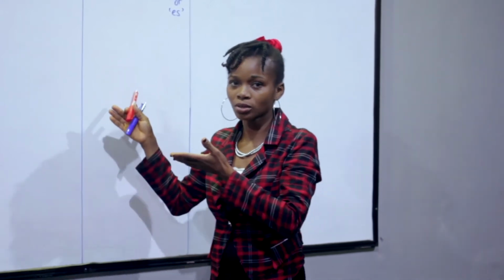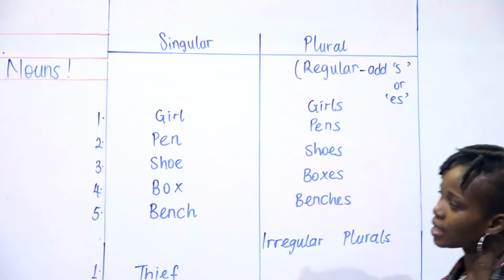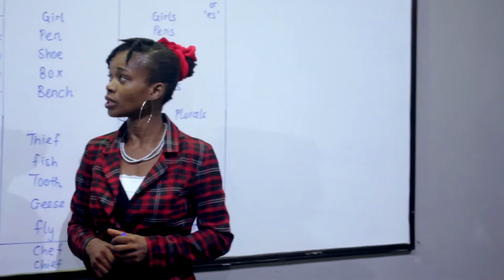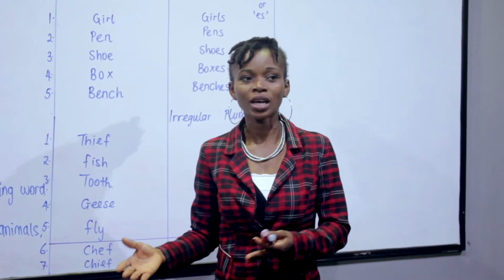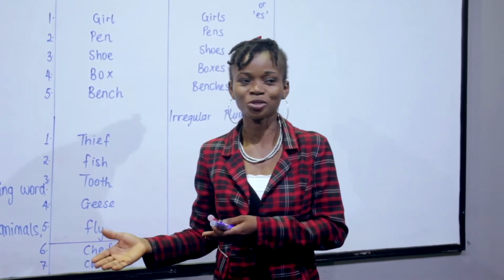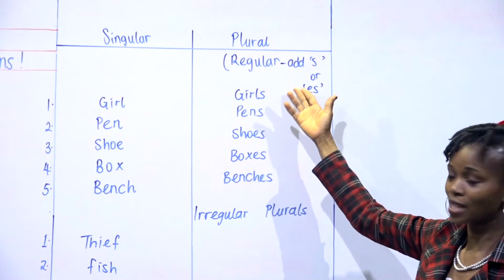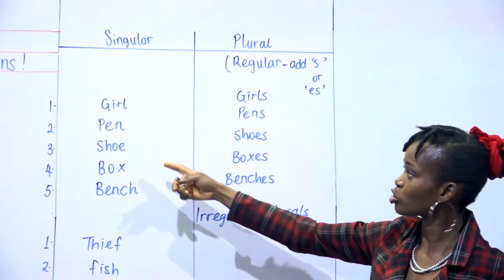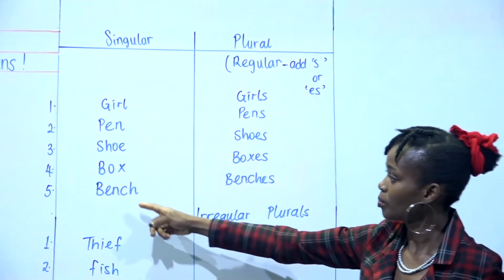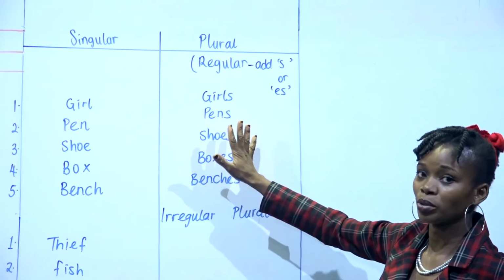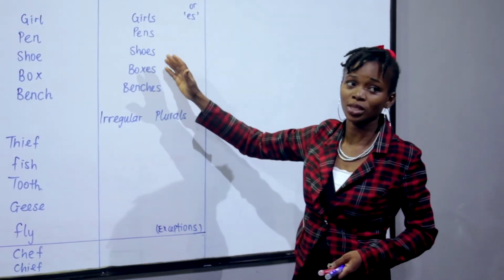I'll give examples of some nouns, and for you to turn them to plural, you simply add s or es. Like I said before, we have the regular plural nouns and the irregular plural nouns. Regular means they are the way they should be, and irregular means they are not. So these are examples of the regular plural nouns. Girl, girls. We simply added s to the girl. Pen, pens. Shoe, shoes. Box, boxes. We added es to the x. Bench, benches. So these are the regular plural nouns. Simple to identify, so common. People often do not make mistakes using this.